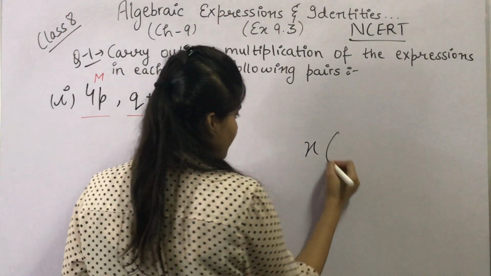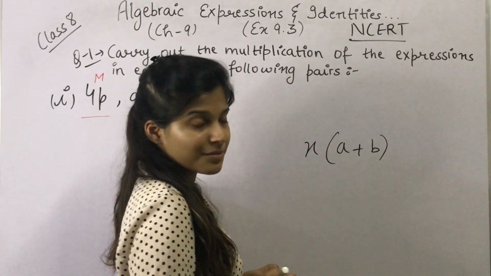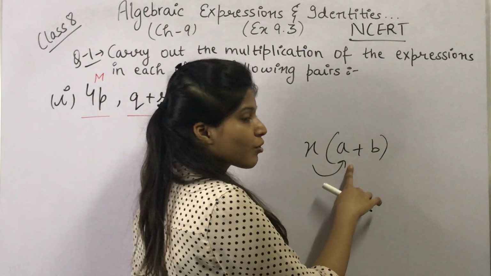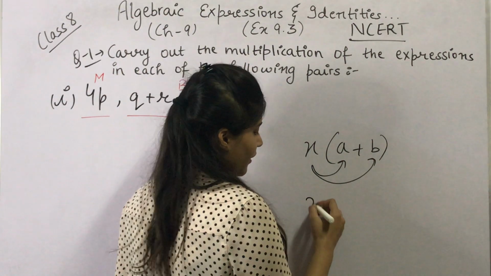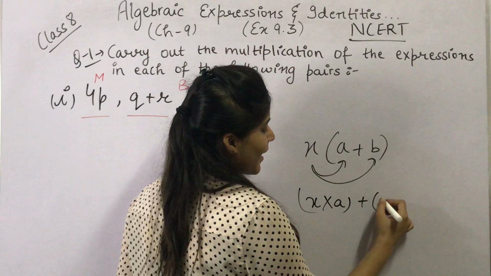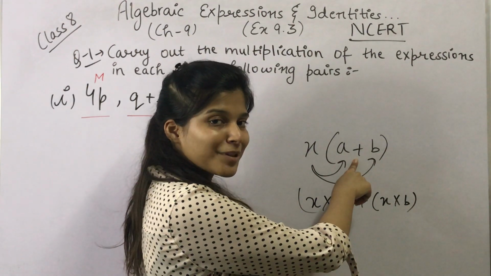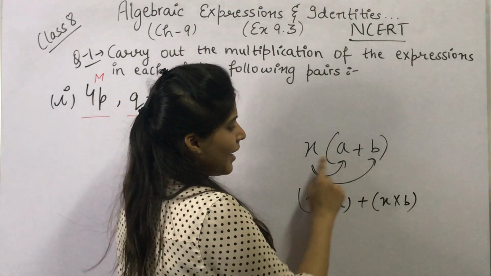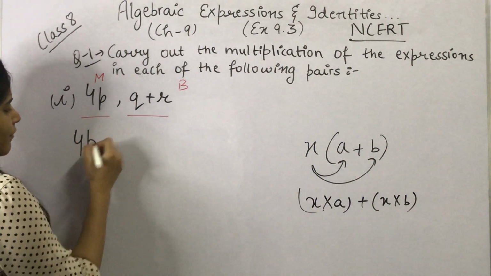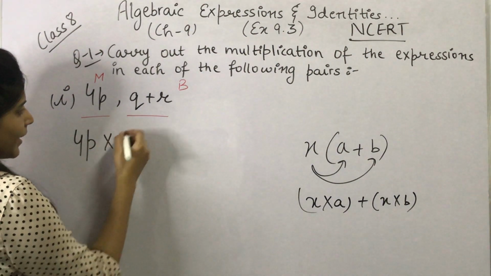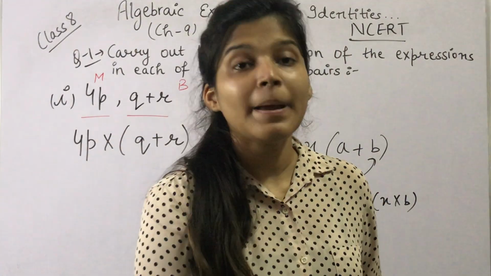And I told you that whenever we have a monomial expression multiplied by a binomial expression, we first multiply that monomial expression by the first term, then we multiply that monomial expression by the second term. So this would be x into a plus x into b, and in between the same sign, the same operation will come that is between the binomial, okay? Similarly here we have to multiply 4p multiplied by q plus r.